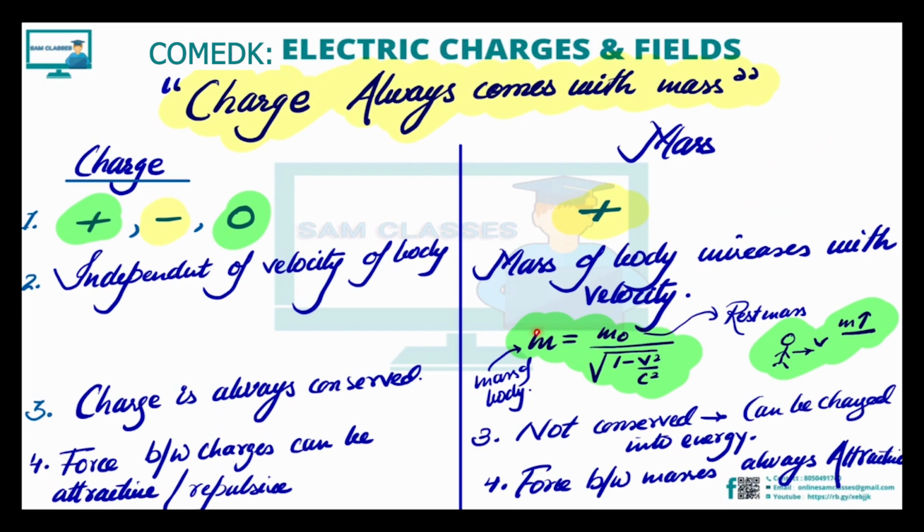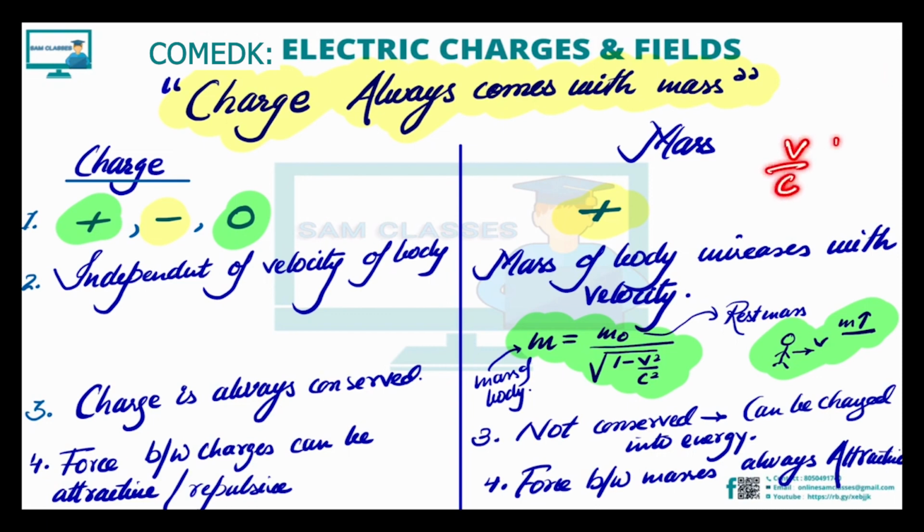So what is the formula for that? m is equal to m naught divided by root under of 1 minus v square by c square. M naught is the mass of the body when you are at rest. When you're not moving, that time what is your mass? That is known as rest mass. Now v is nothing but your velocity with which you are running, and c is the speed of light.